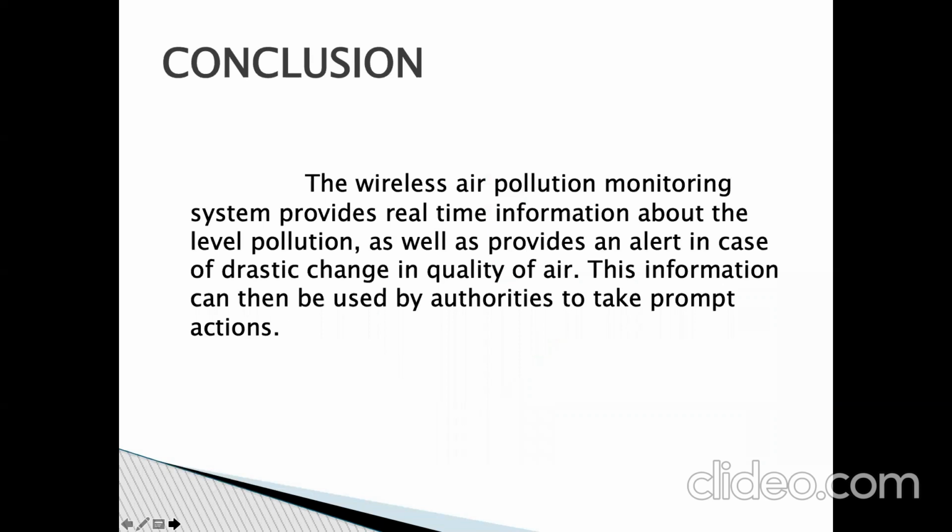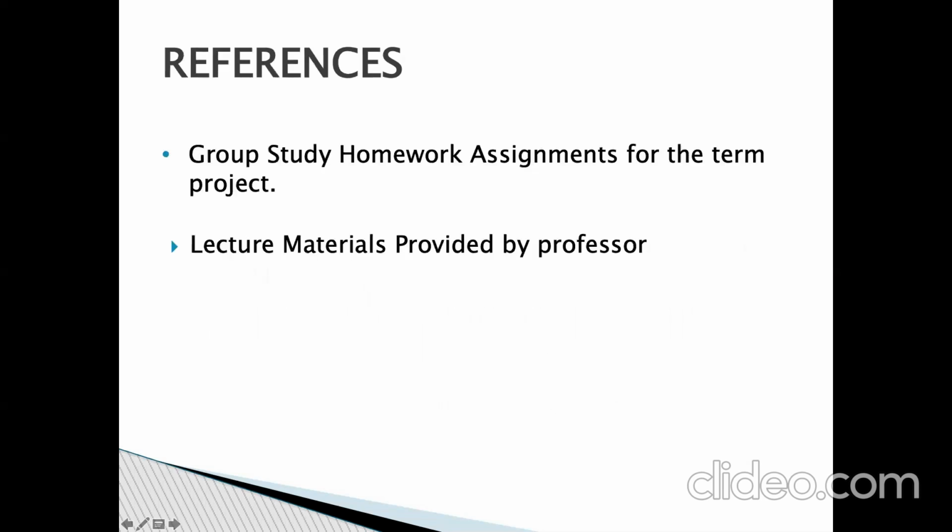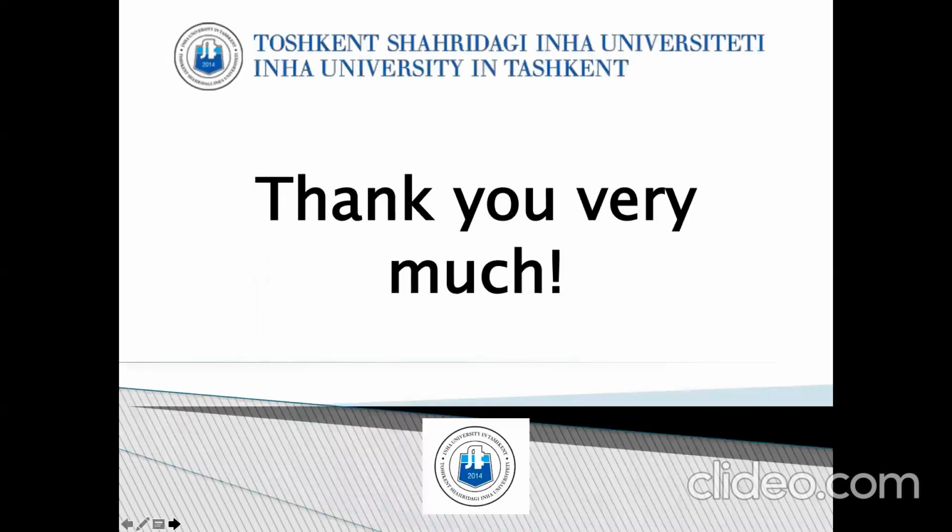In conclusion, the wireless air pollution monitoring system provides real-time information about the level of pollution, as well as providing an alert in case of drastic change in quality of air. This information can then be used by authorities to take prompt actions. By authorities, we mean the government, the business owners, or people who have some power to change something. And next one. Next slide, please. Thank you for attention. And now we're going to show you our application on iOS platform.